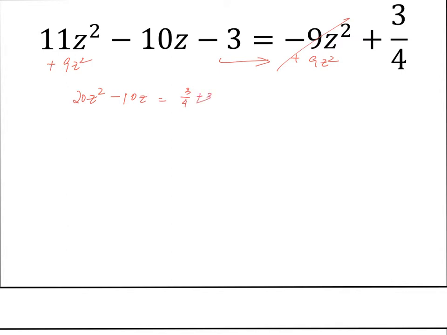So 3, I can rewrite that as 12 over 4. This will be 15 over 4. Now, the leading coefficient right now is 20, and we want a 1. So we can factor out the 20 on the left-hand side. And notice that this has become half. Be careful.